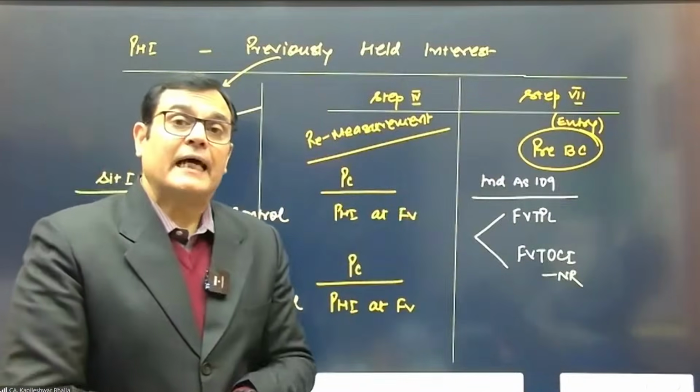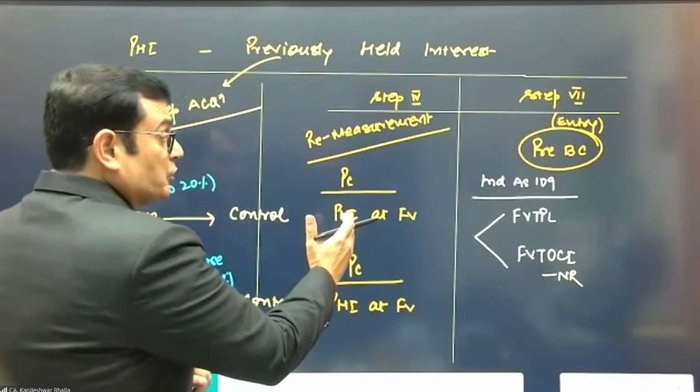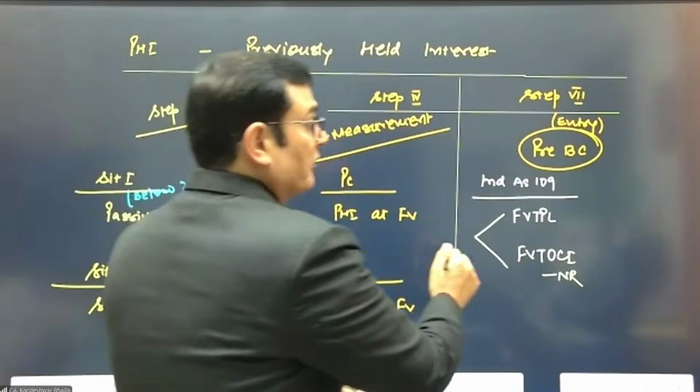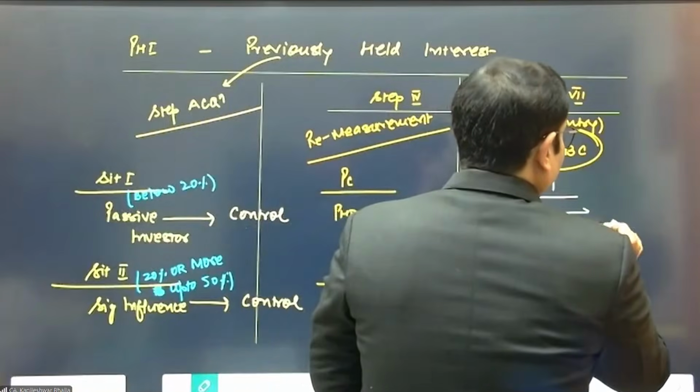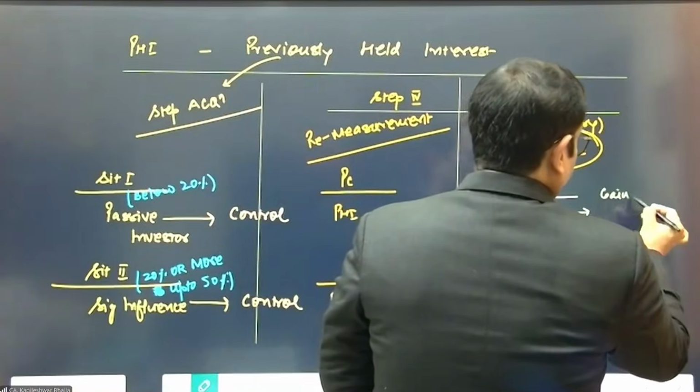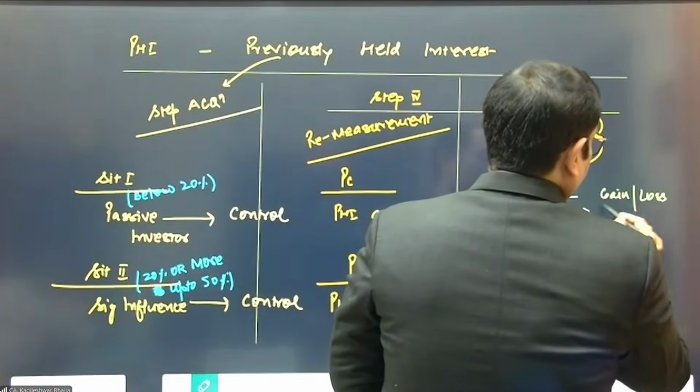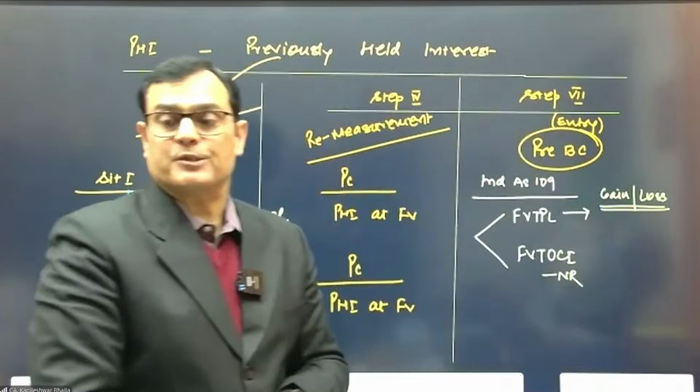If it is measured at FVTPL, naturally when you took the PHI at fair value, you would have got a gain or a loss on revaluation. When you did the remeasurement, you would get a gain or loss as well.